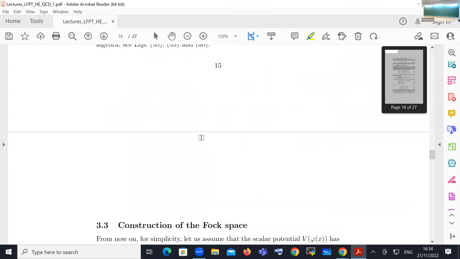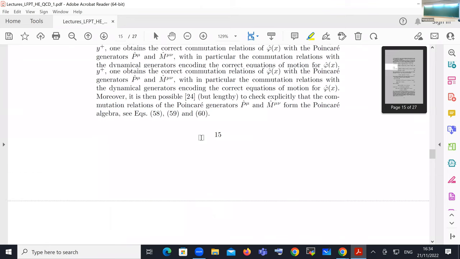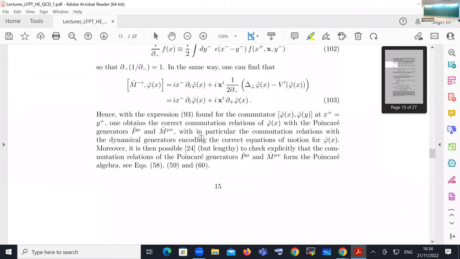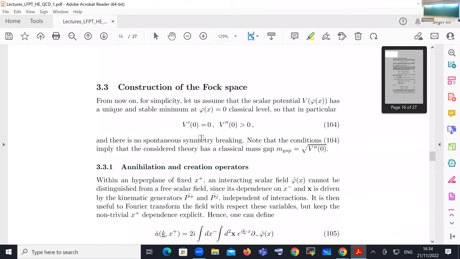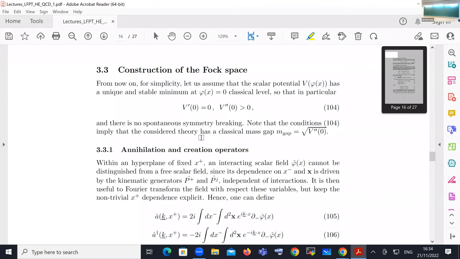So now, what do we do next? Here, I will show how we can actually construct and study the Fock space really on each slice, on each hypersurface of constant x plus.